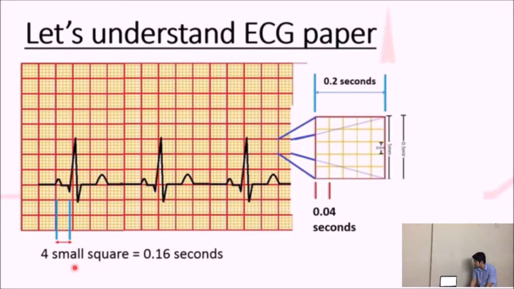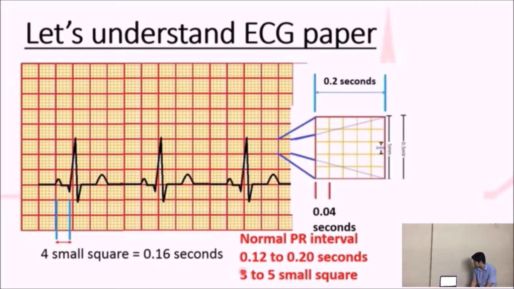Now what is the normal PR interval? Whether this is normal or not, let's see what the normal PR interval is. Normal PR interval is 0.12 to 0.20 seconds, that means 3 to 5 small squares. If the PR interval is less than 3 small squares, it's a short PR interval. More than 5 small squares, it is a prolonged PR interval.